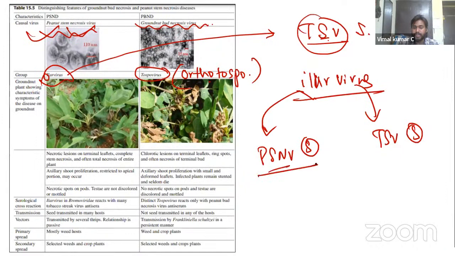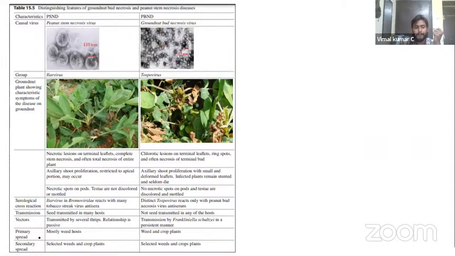So how are you going to differentiate whether the plant is infected with TOSPO virus or ILAR virus? If you enter the field, this is the key feature you have to look into. As I told, TOSPO mainly starts with ring spots, but here you can't see any ring spots. Then, as the name indicates, it is mainly confined to the bud. That is the prominent symptom.